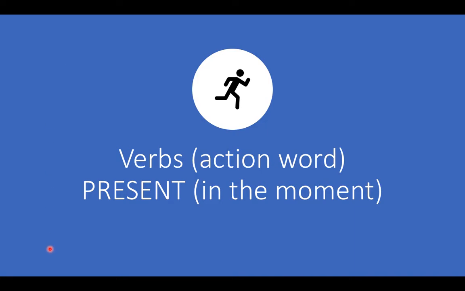So today we're going to talk about how you can make verbs, which are action words, so something that you do, like this person, they are running, into present, in the moment. How to let the person know that what you're talking about is right now.